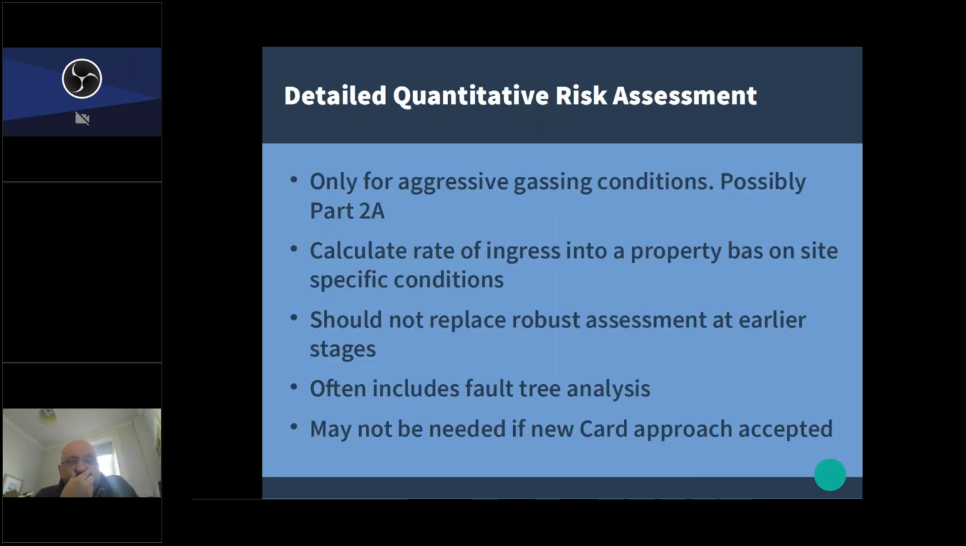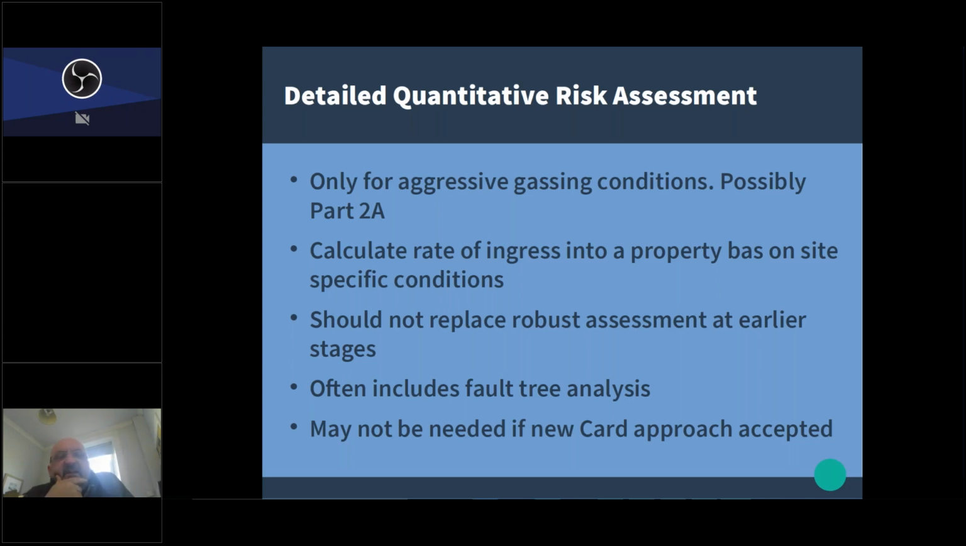So I'm going to say a wee bit about DQRA. That type of measurement from the gas clams is very suitable for preparing a DQRA, although in reality the number of DQRAs you're going to be doing is probably very few. The idea is to calculate the ingress of gas into a property under the specific site conditions, so you need quite a lot of information.